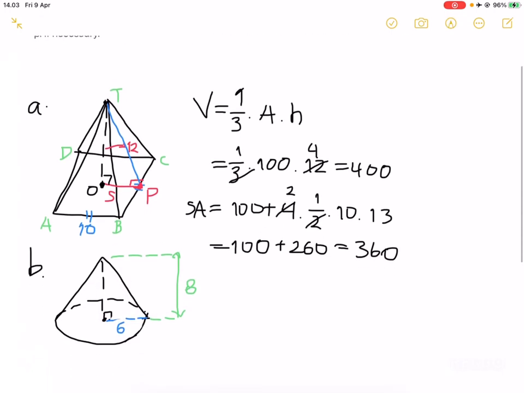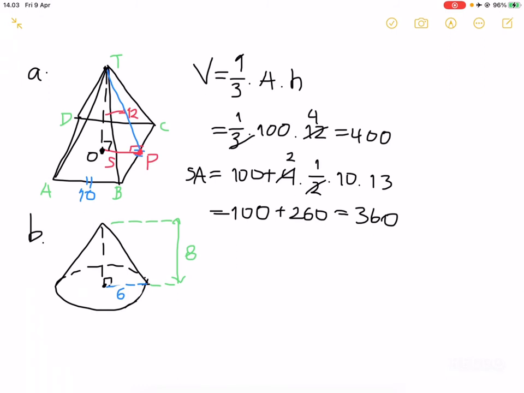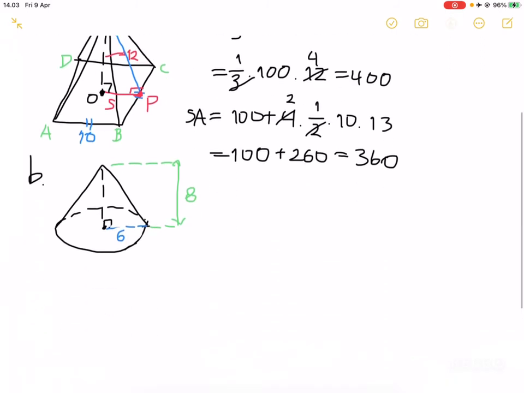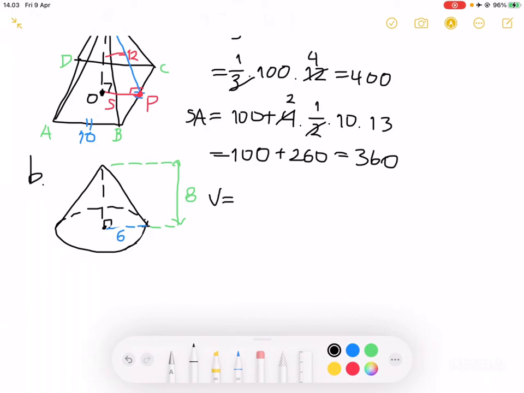For part B, this is a cone with its base radius 6 and height 8. Using our formulas that we have derived earlier, we have 1/3 times pi r squared times h. That will be 1/3 times pi times 6 squared, which is 36, times 8. This 3 can cancel with this 36, leaving us with 12, leaving us with a final answer of 96 pi units cubed.